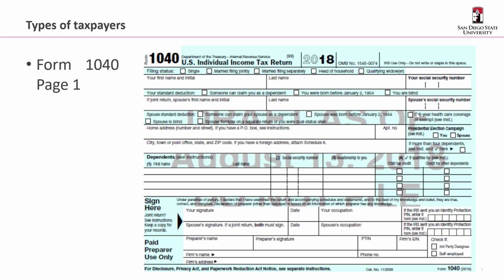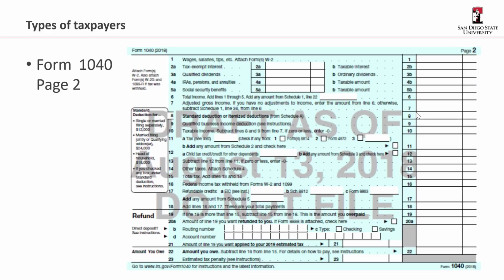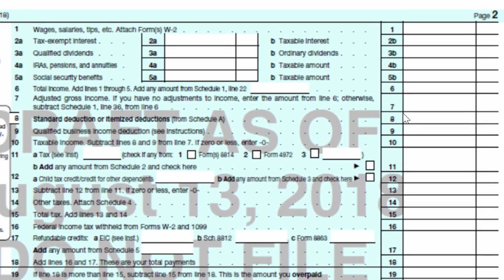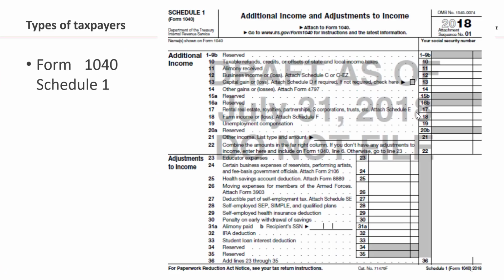So now page 1 of the 1040 is really only information. So taxpayer information and dependent information. It's only on page 2 of the 1040 where we start to put amounts on lines. So just a quick glance through, you can see on line 1, wages, salaries, etc., things that come from your Form W-2 if you're an employee. And then interest, dividends, pensions, Social Security benefits. Line 6 is your total income. If you have any other forms of income, you can see on line 6 it says add any amount from Schedule 1, line 22.